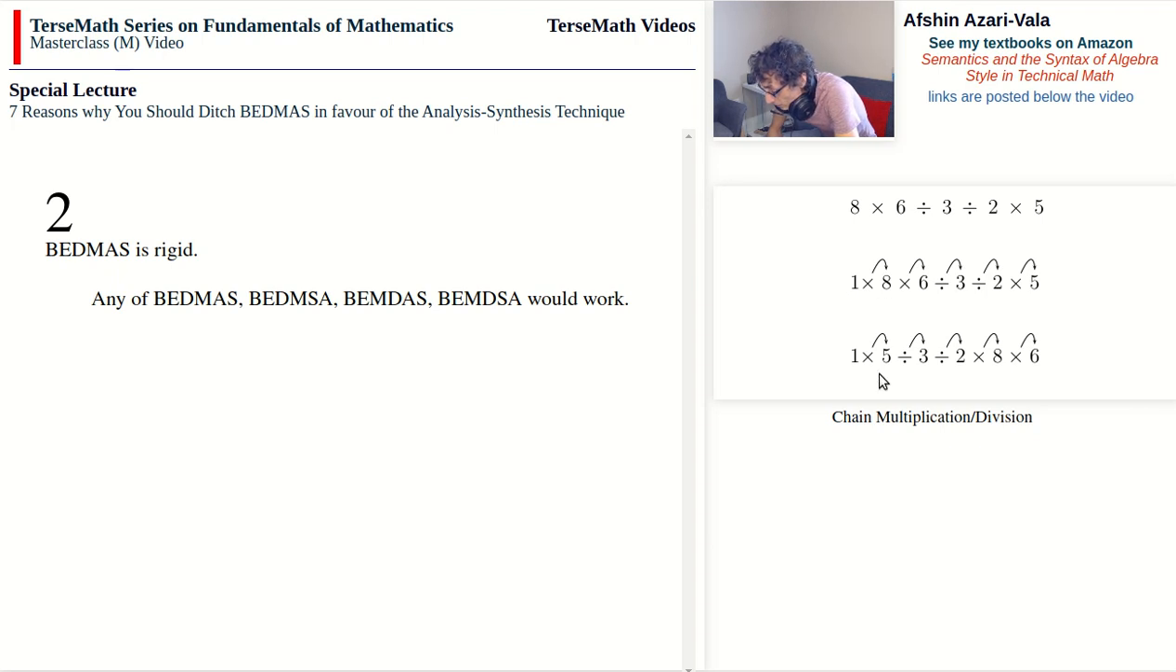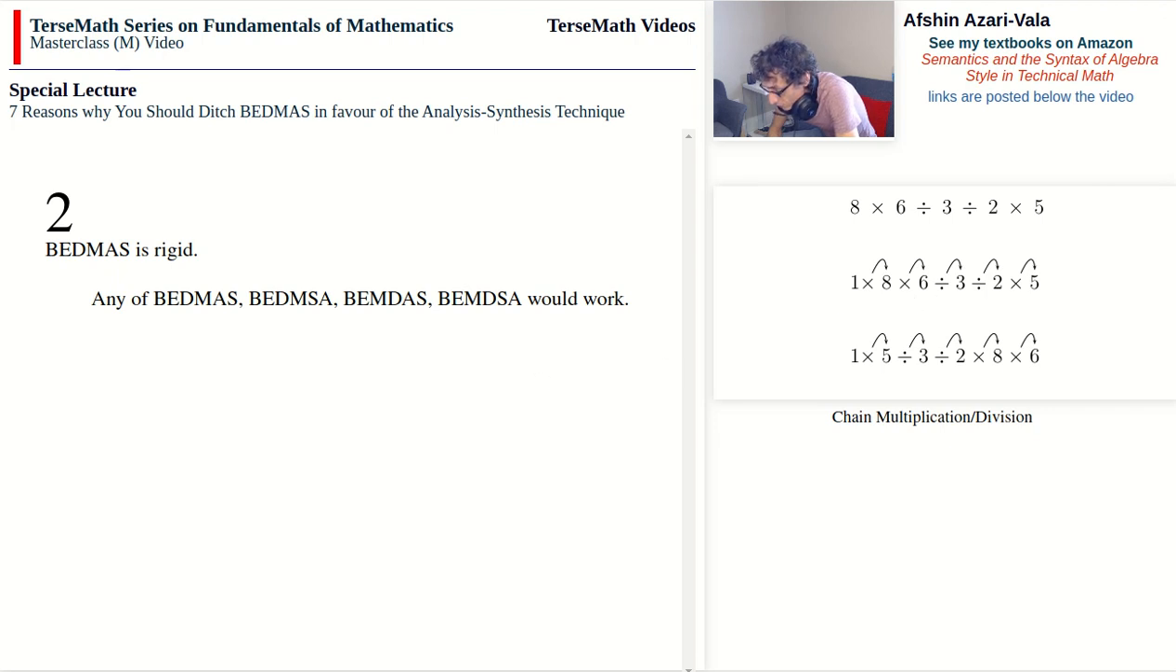And so here we could start with 1 times 5, which is the same as times 5 that we have here. Then divide by 3, which matches division by 3 here. Divide by 2, and that's the same as division by 2 here. Times 8, again, matches times 8 here. And finally times 6, which is the same as times 6 here.